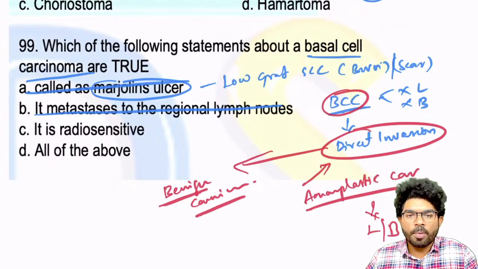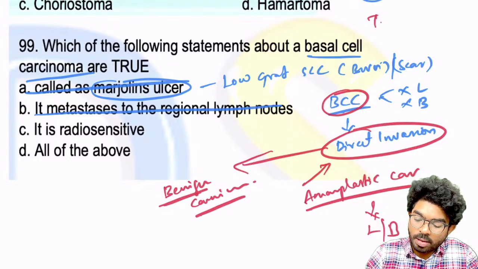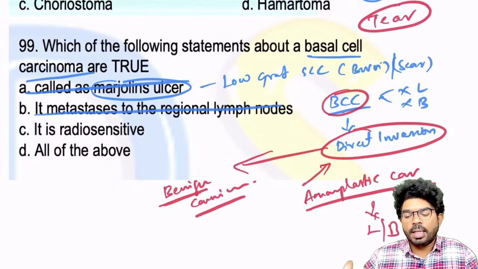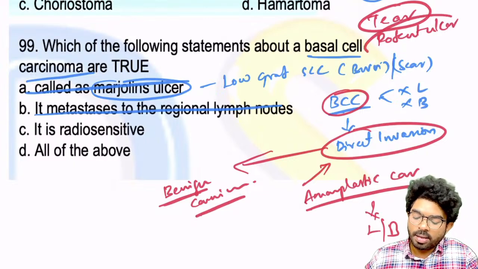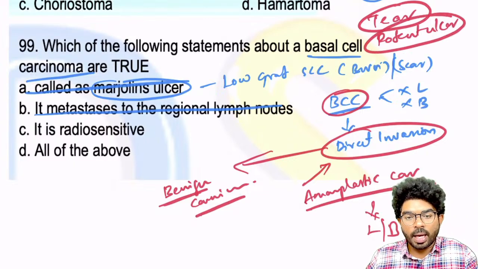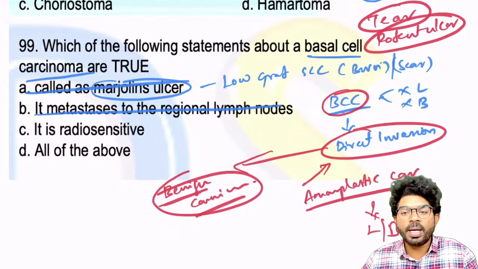Okay, and most of us are familiar. Basal cell carcinoma is also called tear carcinoma because it occurs in the areas where the tears are going to be. It is also called rodent ulcer because it looks like a rat has eaten it. It is also called benign carcinoma because it spreads by direct invasion.